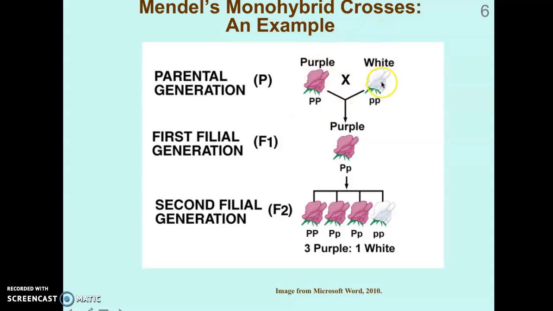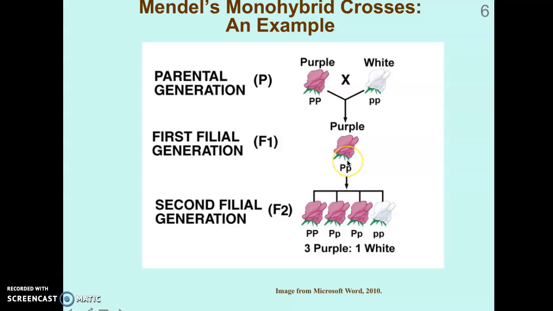So when he crossed these two, he had a big P right here and a little p right here, because all this plant can give is a little p, and all this plant can give is a big P. When he crossed them, what happened is what we call heterozygous. This is homozygous dominant, this is homozygous recessive, homo meaning the same characteristics. This is heterozygous, meaning that this plant had a big P from the dominant purple and a little p from the recessive white. So it gets one of these little letters, which we represent as an allele, from each parent.